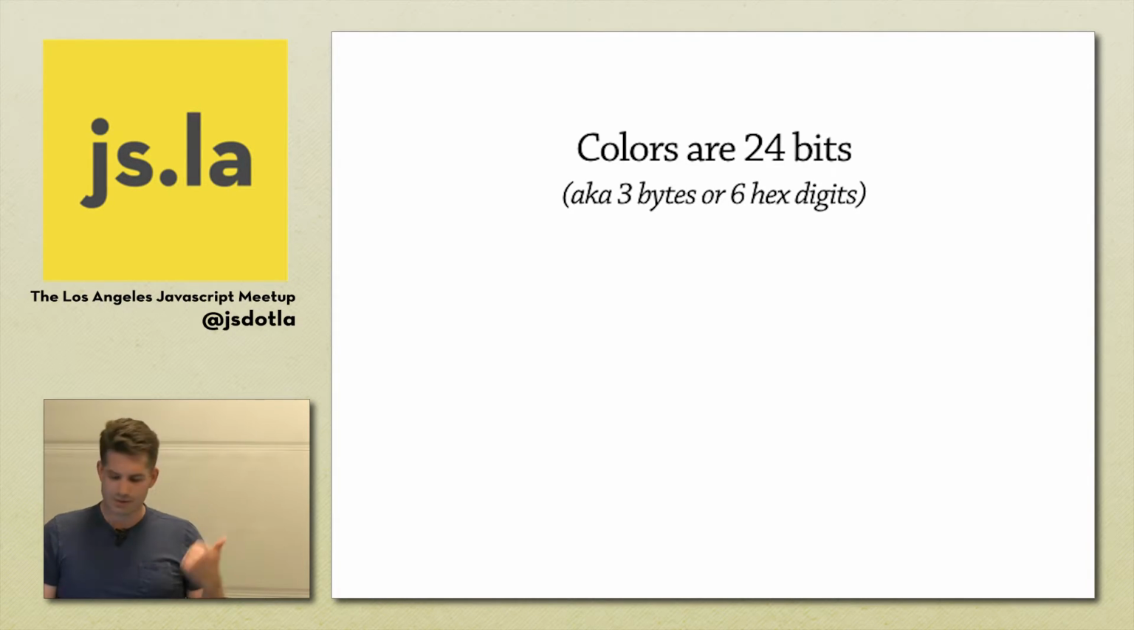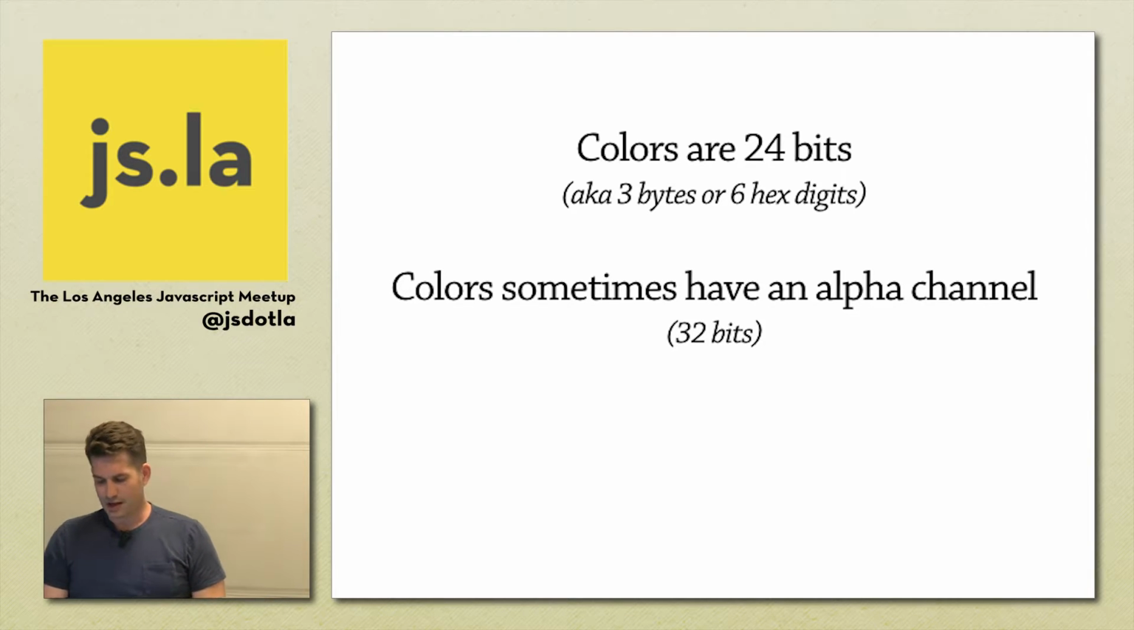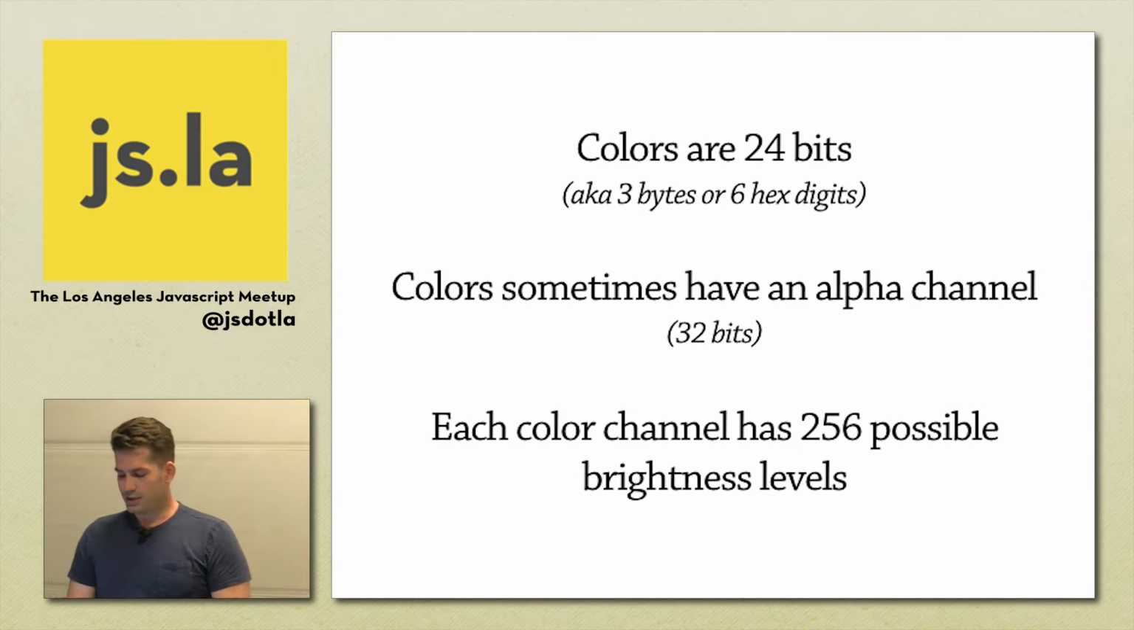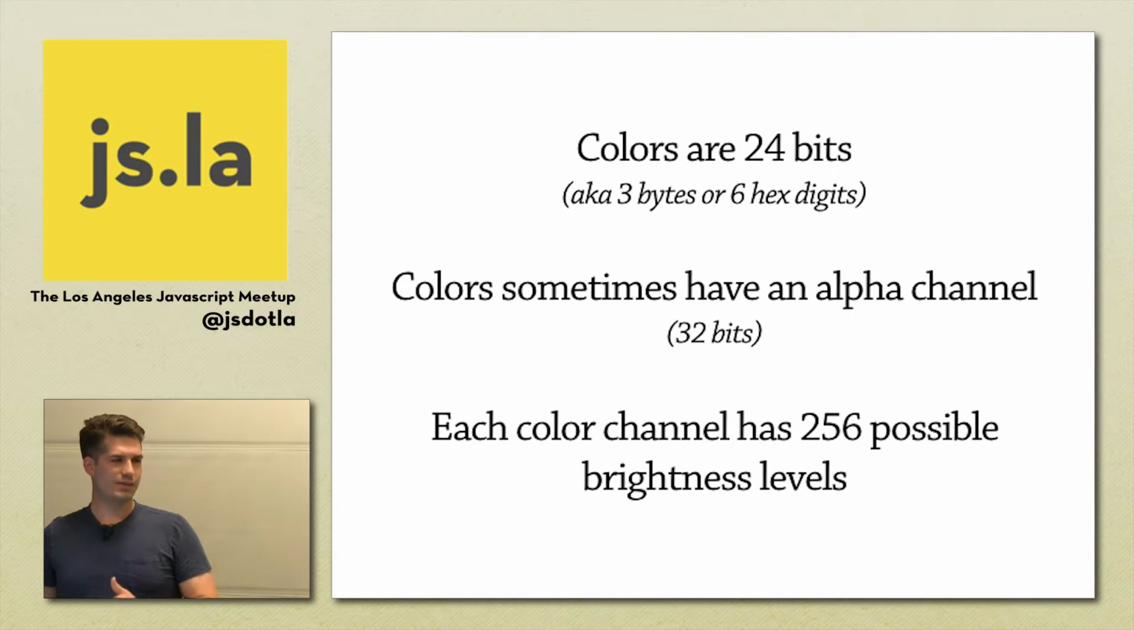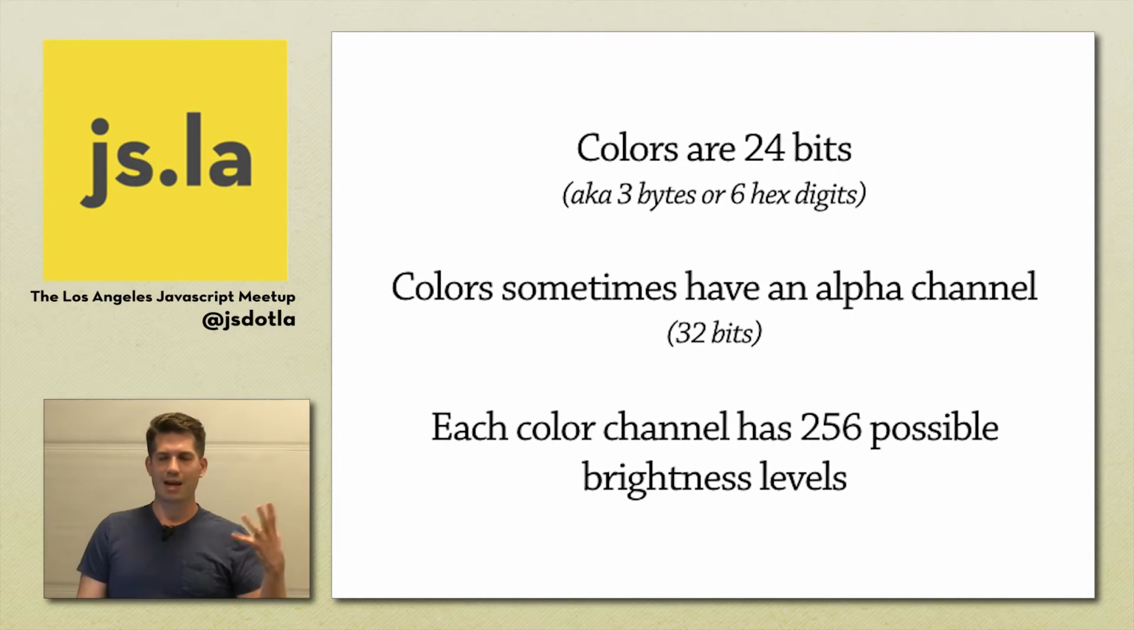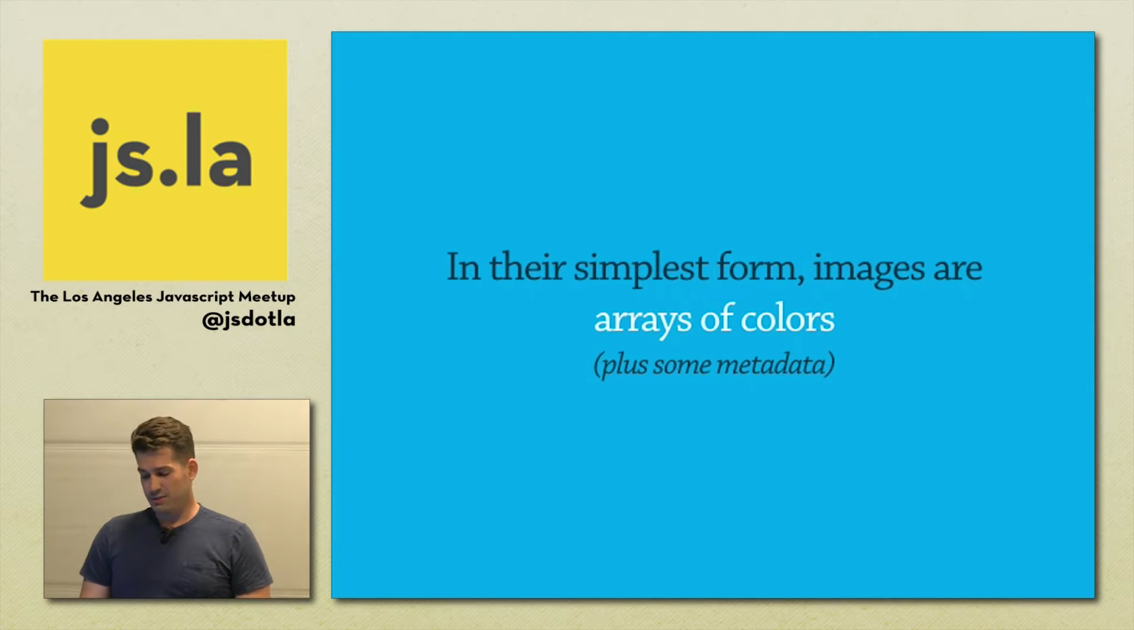Also 3 bytes or 6 hex digits. Sometimes there's an alpha channel too, which makes it 32 bits. And each of those color channels has 256 possibilities for their magnitude. And so when you look at an image, it's really just like an array of colors. And there's some other metadata saying like how wide or tall it would be.